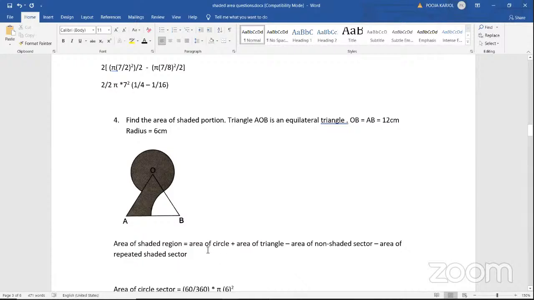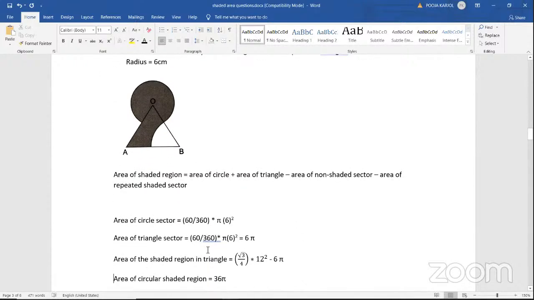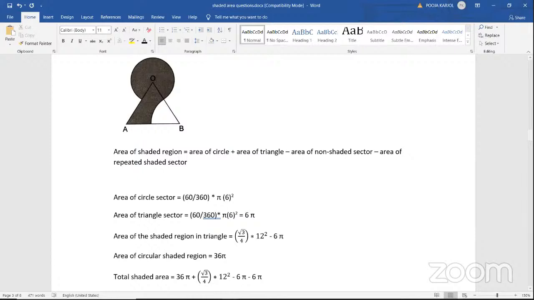Now, what is the area of the circle? Pi r square. Correct. The radius is 6 centimeters as given, so it's 36 into pi. So the area of the circular shaded region is 36 pi.